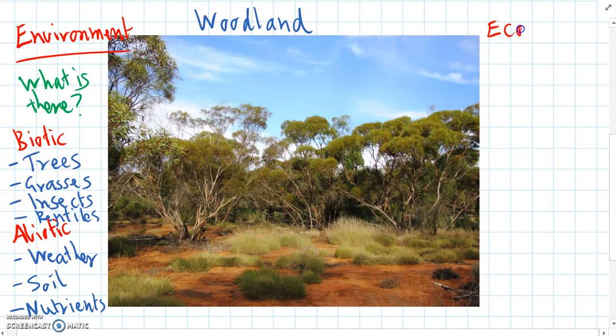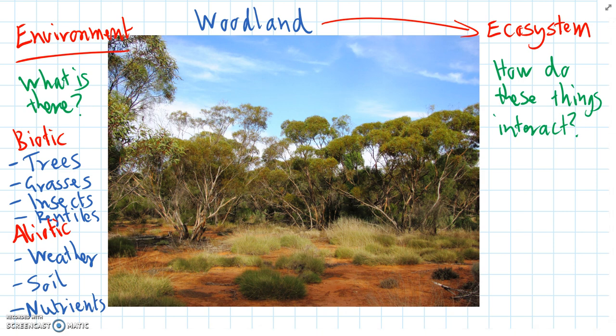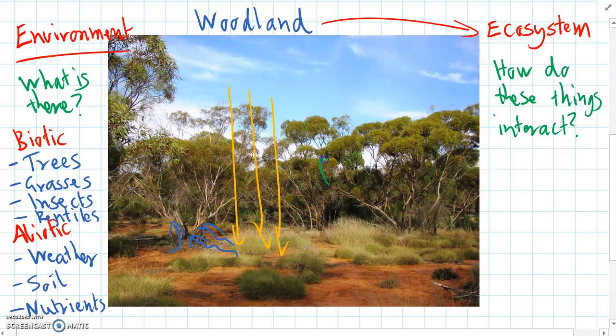But now, when we start thinking of an ecosystem, we will still call it a woodland ecosystem. But now we're looking at how these things interact with each other. Some examples of interactions would be how much rain actually falls into the soil and is absorbed. And then how much of that rain gets taken up by the tree's roots. Another interaction might be how much of the tree's leaves gets eaten by herbivores, by other animals that eat the leaves. And once those herbivores have eaten the leaves, how much do predators come along and attack the herbivores for their food?